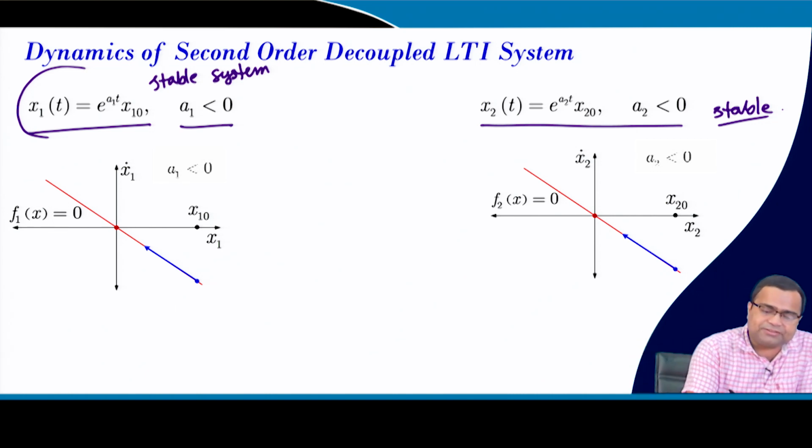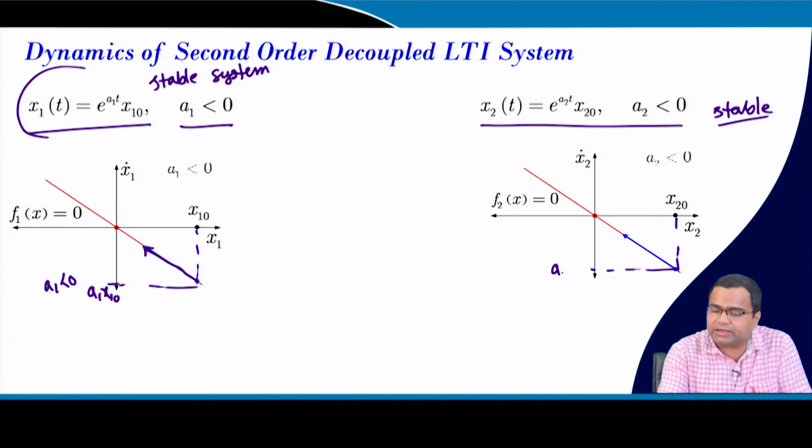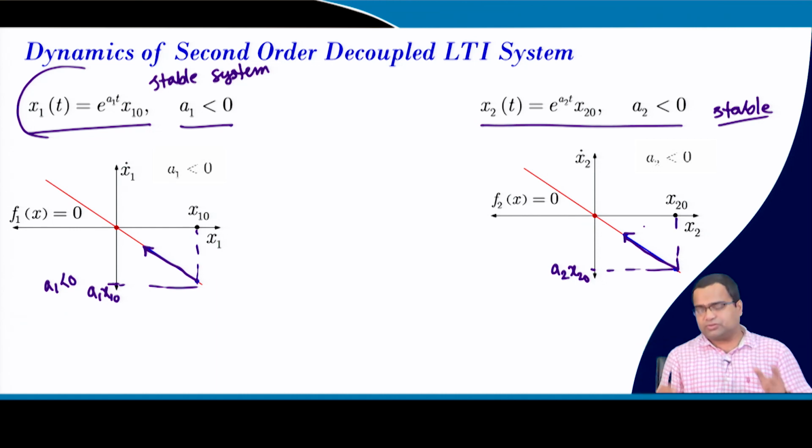And we know for the individual vector field, if we start with x1 0, since A1 is less than 0, that means this is my A1 x1 0, so the point will move along this line, this is well known. Similarly, if we take this one, that means this is my A2 x2 0, again this will move along this line, and in both cases it is stable, so they will approach towards the origin.